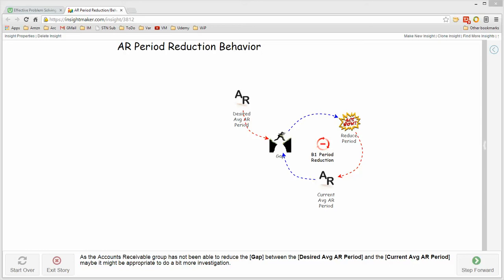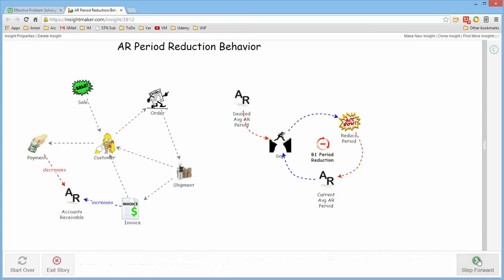As the accounts receivable department has not been able to close the gap on the current accounts receivable, it still stands at 53 days, and management is intent on figuring out how to get it to 51 days because they figure they're losing money. Maybe it's appropriate to investigate the situation a bit more and get a sense of how things have trended to get to this point.